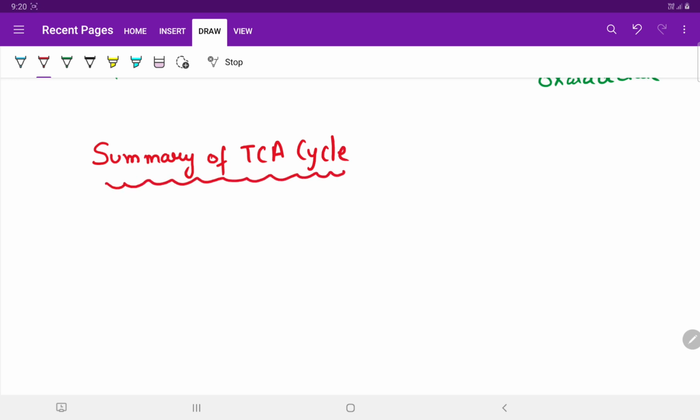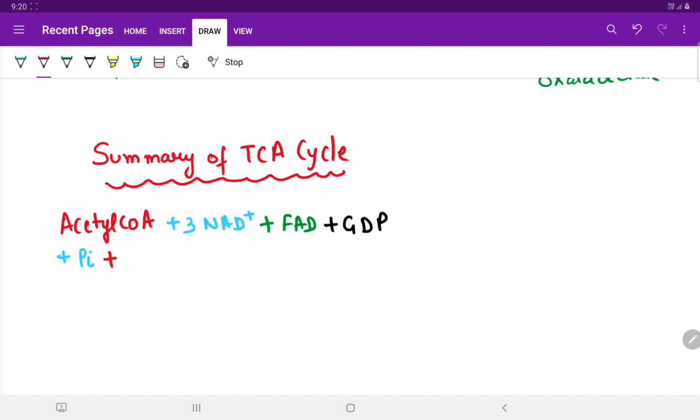Now what is the summary of that? The events of the Krebs cycle may be summarized as given. So first of all, there is an addition of one acetyl coenzyme A molecule plus 3 NAD molecules plus 1 FAD. So these are all the energy products plus 1 GDP. Now inorganic phosphates are also added plus 2 molecules of water. So these are the two hydration reactions that were occurring.